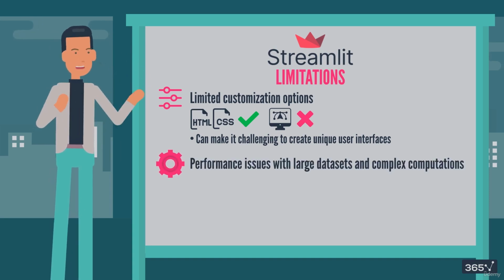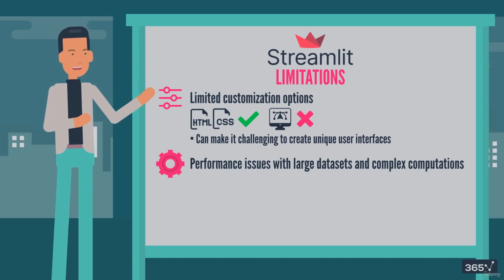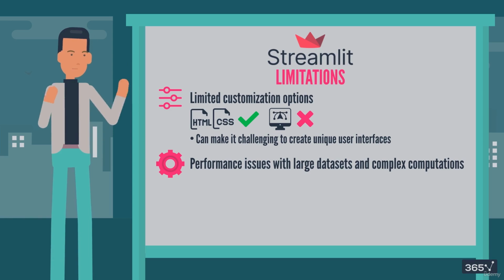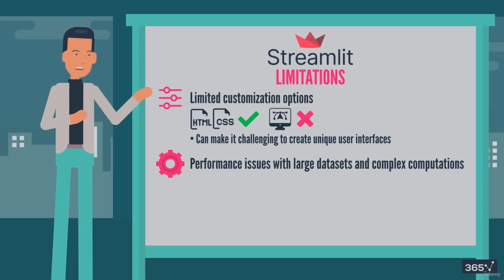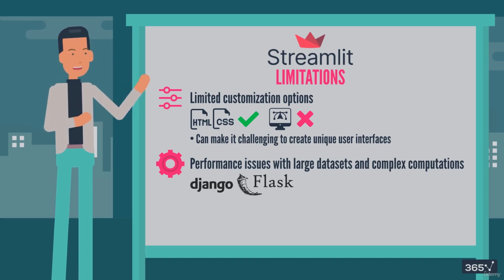Performance can also be an issue, especially when dealing with larger datasets or complex computations. Streamlit apps might not perform as efficiently as applications built using more specialized frameworks for handling heavy data processing tasks, such as Django or Flask.